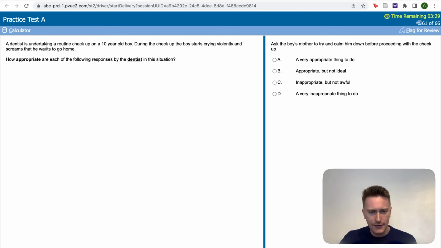Okay, dentist is checking a routine checkup on a 10-year-old boy. During the checkup, he starts crying violently. Ask the boy's mother to try and calm him down before proceeding. The before proceeding is what's bugging me here. Like, it just sounds like you'd be like, oh, come on, mum, calm him down, and then I'm going to crack on. So I think it's appropriate.